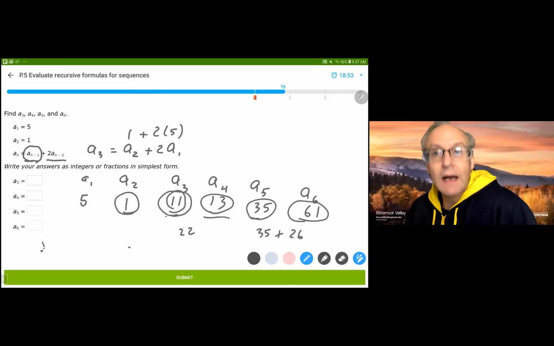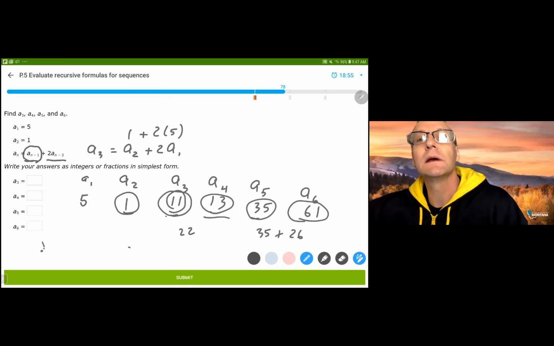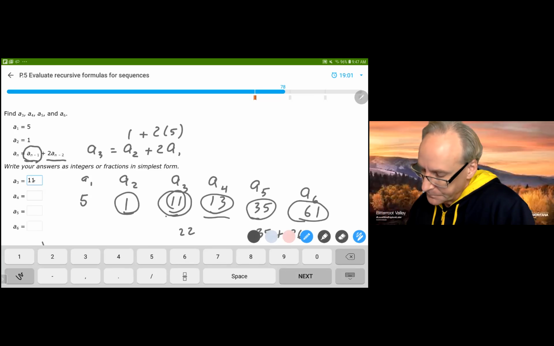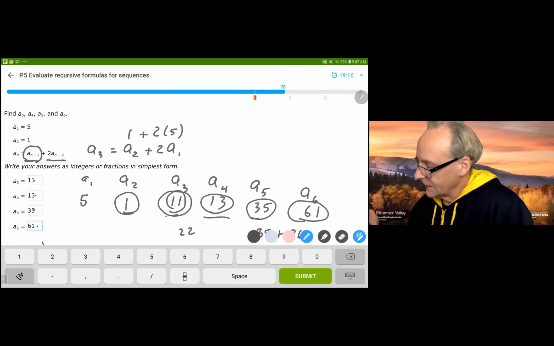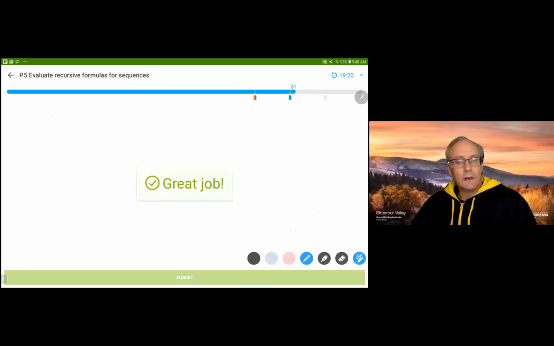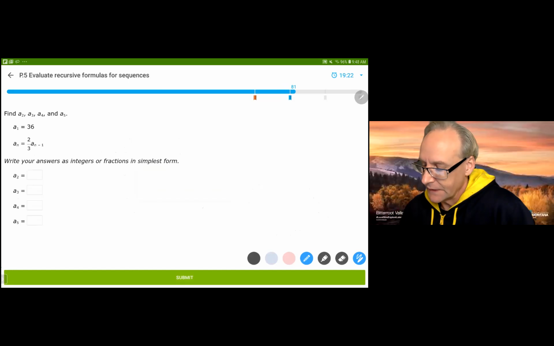All right, so we've got, let me get rid of this stupid thing. I don't know why it keeps popping up. All right, we got A3 is 11. A4 is 13. Sorry about the little dots there. I guess it won't bother you too much. 35 for A5, and A6 is 61. I don't think I made any sign errors or anything. Looks good. All right, let's see what the next one says.